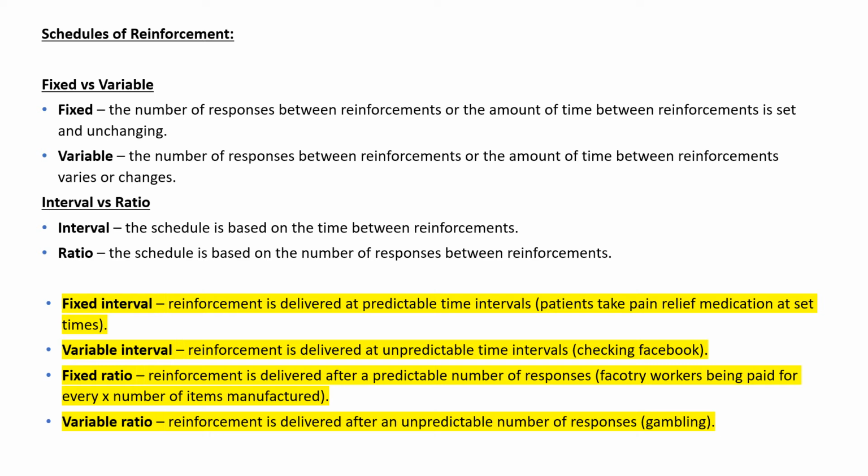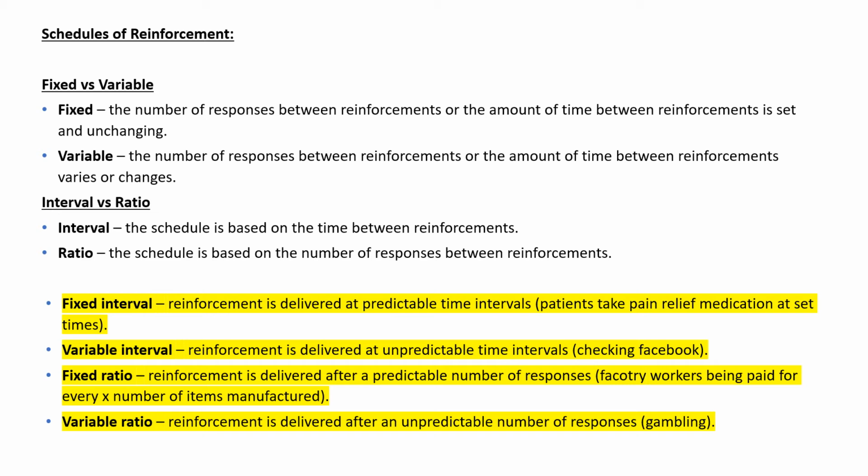We have fixed interval, fixed ratio, and variable ratio. A fixed interval schedule is one that is delivered at predictable time intervals. So a patient takes pain relief medication at set times, every however many hours their doctor prescribes. Now we have the patient taking medication and experiencing negative reinforcement on a fixed interval schedule. It's predictable, but it's based on time.